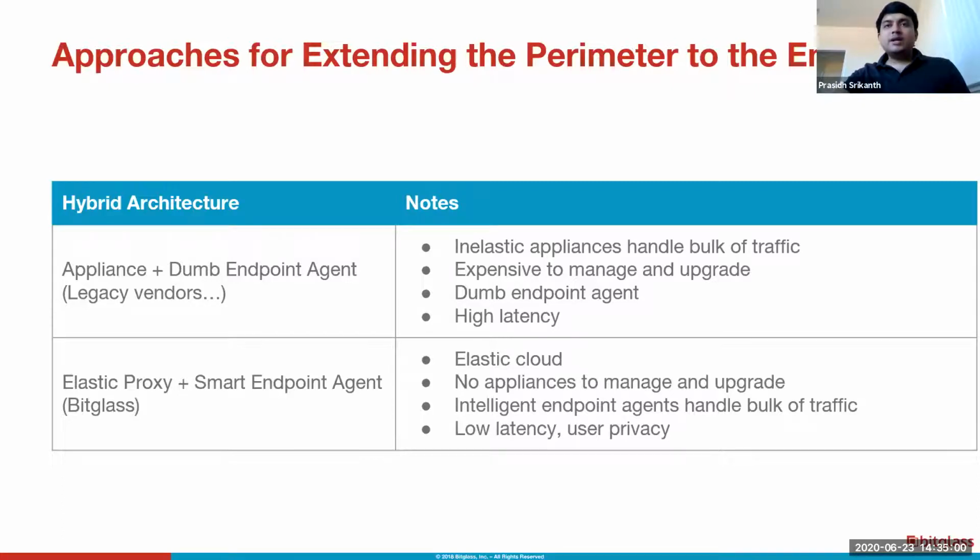And then our intelligent endpoint agents handle the bulk of the traffic, which means we push this powerful endpoint agent to your device, and then the corresponding policy enforcement happens right at the edge and not backhauled into a central enforcement point. So again, as I mentioned, low latency and user privacy are key things that BitGlass is able to deliver on.